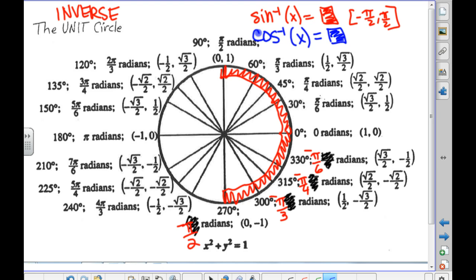Because where are we gonna look for that? We can't look from -pi over 2 to pi over 2, we have to look from 0 to pi. 0 to pi. So what two quadrants do we wanna draw? 1 and 2. Okay, I don't have to rename anything. I can answer 0, pi over 6, pi over 4, all the way around to pi.